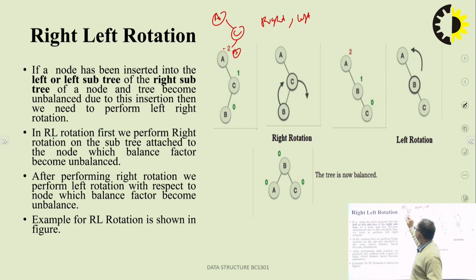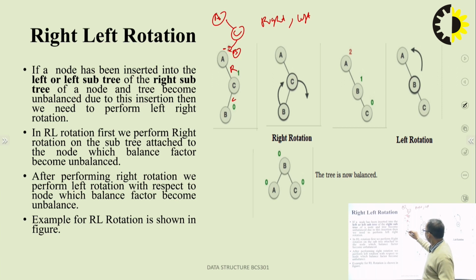Again, balance factor of A is -2, because there is no left child of A. So in this case, A is unbalanced, and we need to balance it. A becomes unbalanced when we insert a node B in the left of the right subtree of A. C is the right subtree of A, and we insert the new node B in the left of C. So when we insert a new node in the left subtree of the right subtree of a particular node, then we need to perform the right left rotation.